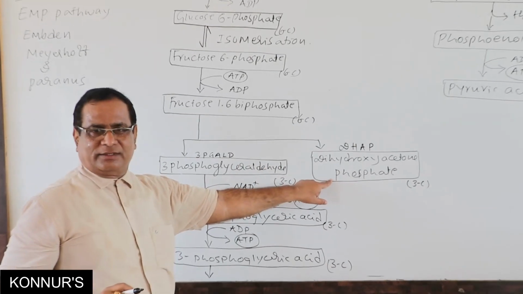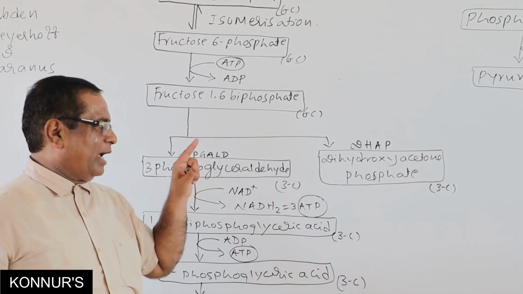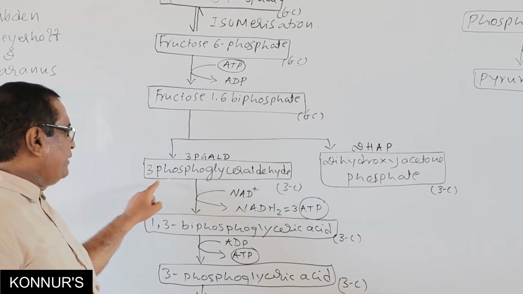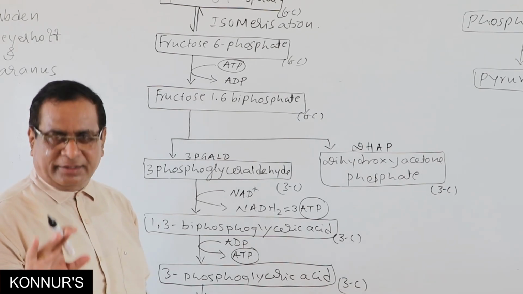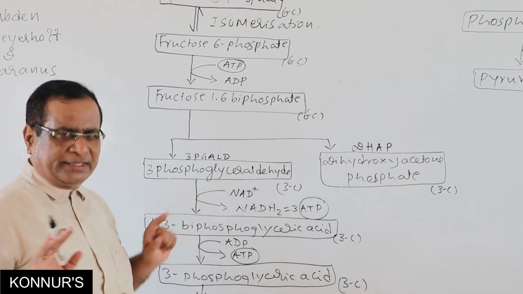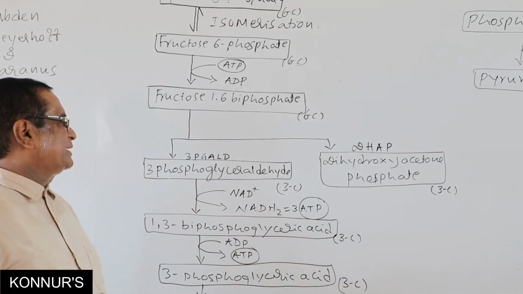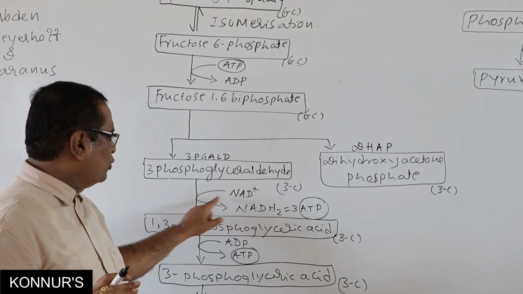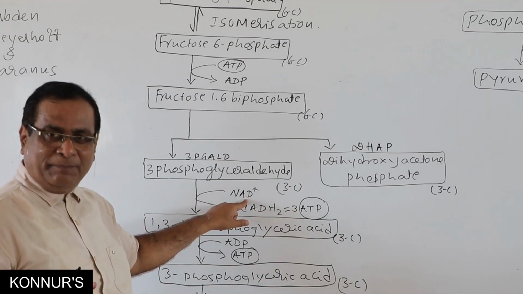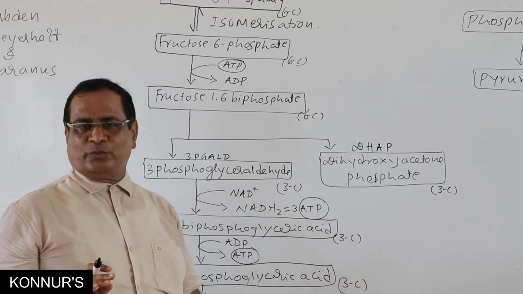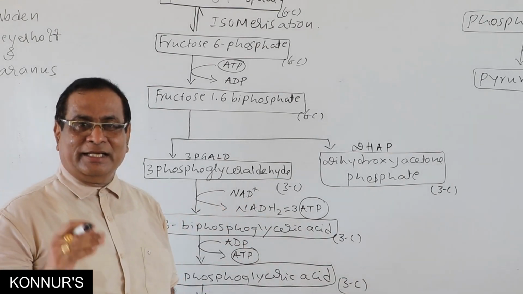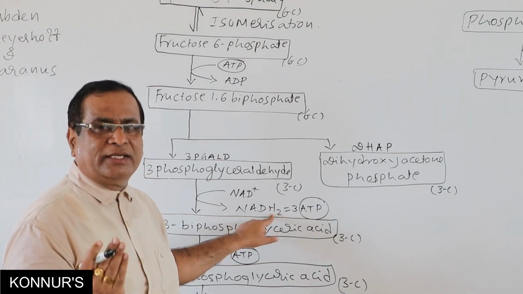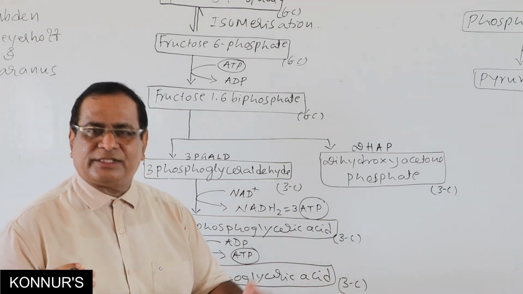among the 2 isomers, 3-phosphoglyceraldehyde and dihydroxyacetone phosphate, in further steps, only 3-phosphoglyceraldehyde takes part. In the first step, it undergoes dehydrogenation. That hydrogen is received by NAD+. It becomes NADH2. In this step, energy yielding started. So 1 NADH2 is formed, which means 3 ATPs of energy are released.